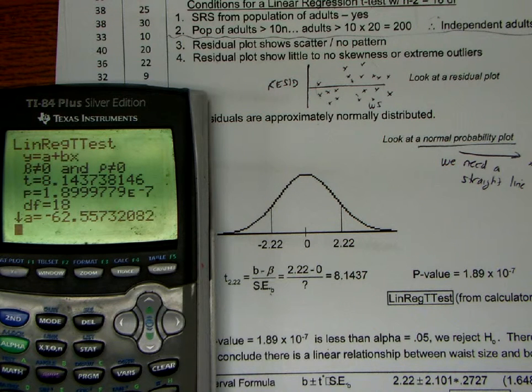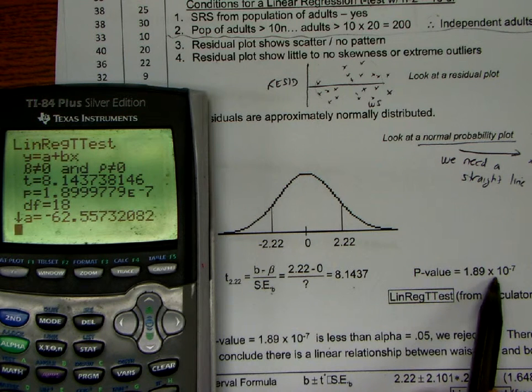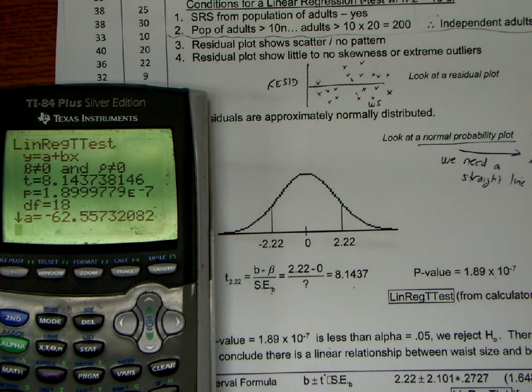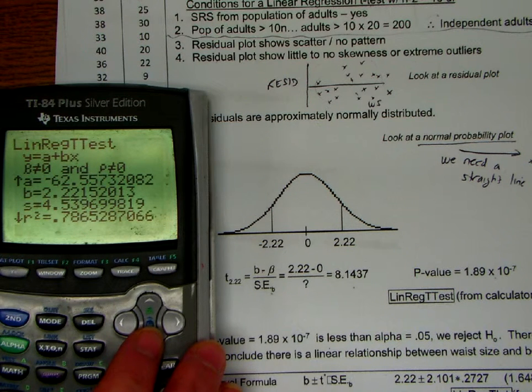And you're going to copy down your t-value, copy down your p-value, right there. Notice our degrees of freedom are 18, n minus 2, so it actually gives it to you, so you don't have to guess. Now there's something else that shows up here.